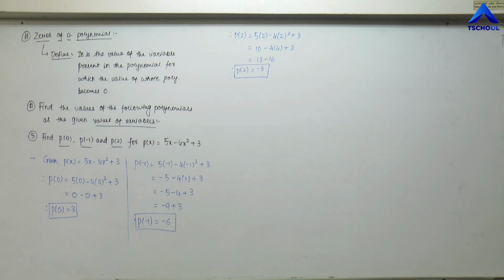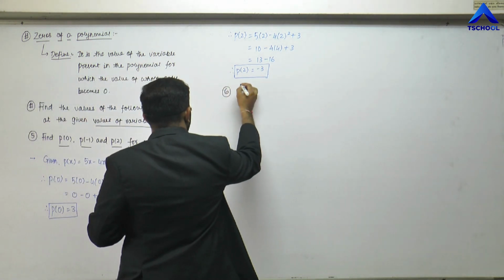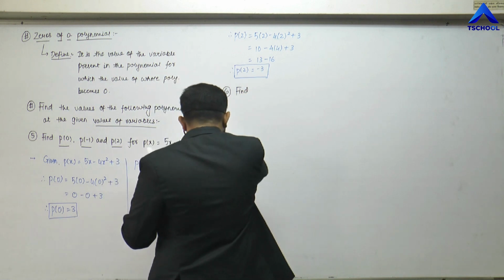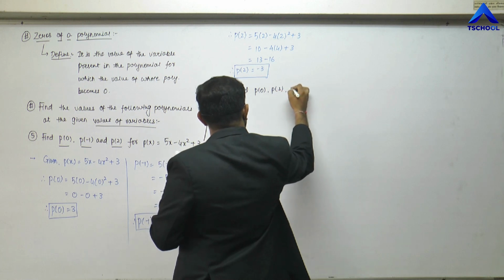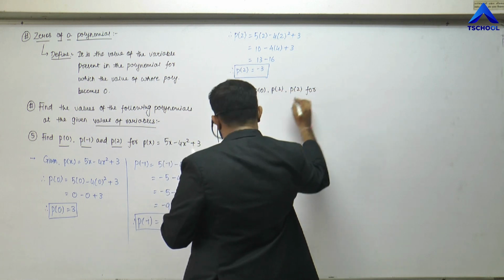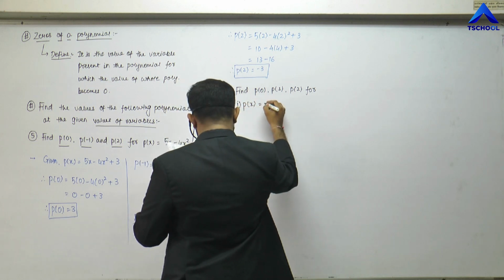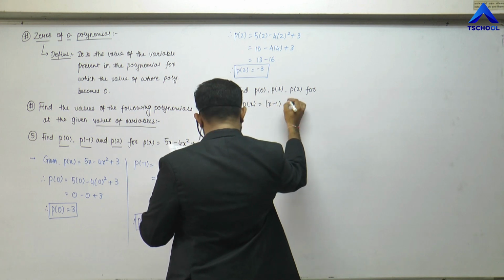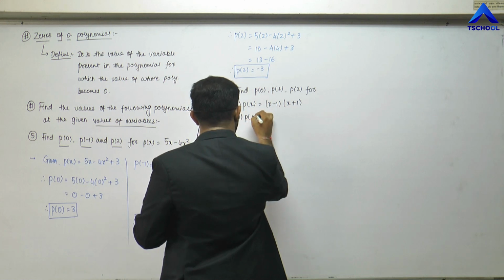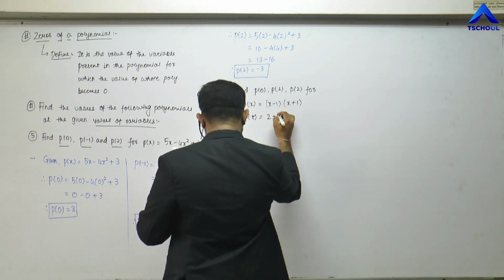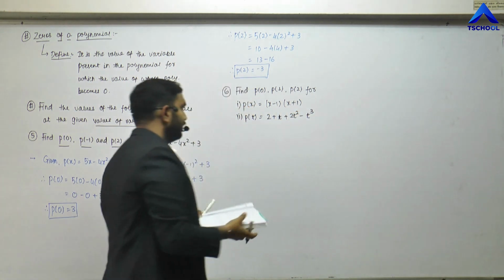Okay, let me write down one of the questions here. The sixth one. Find P of 0, P of 1 and P of 2 for the first one, given P of x is equal to x minus 1 into x plus 1, and for the second one, P of t is equal to 2 plus t plus 2t square minus t cube.